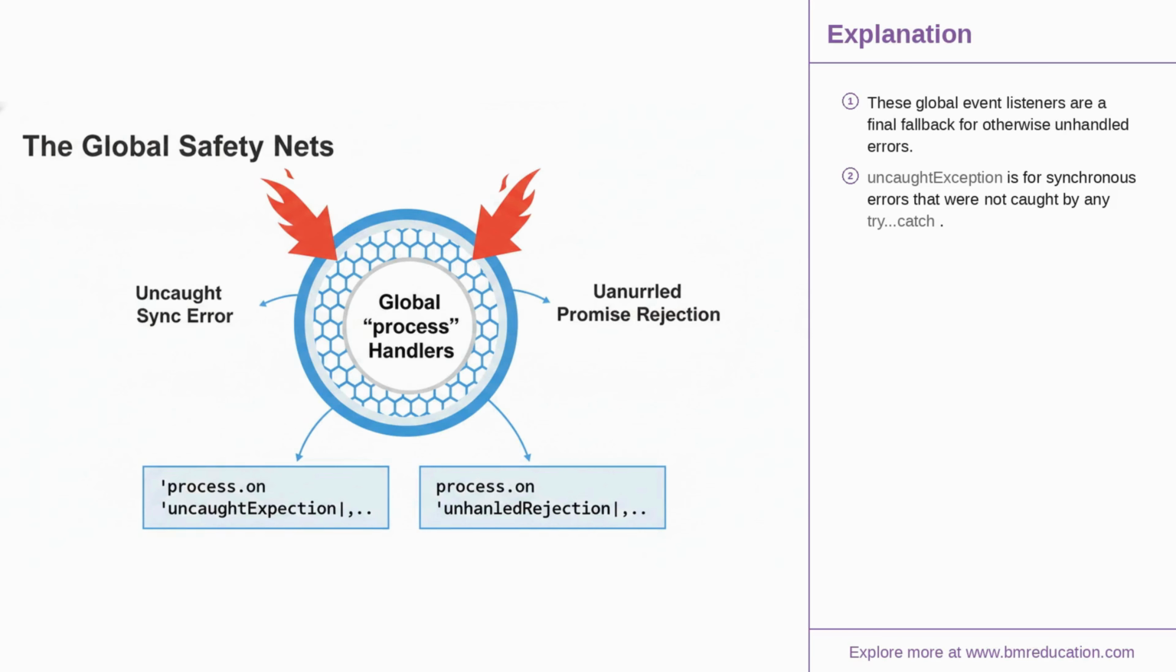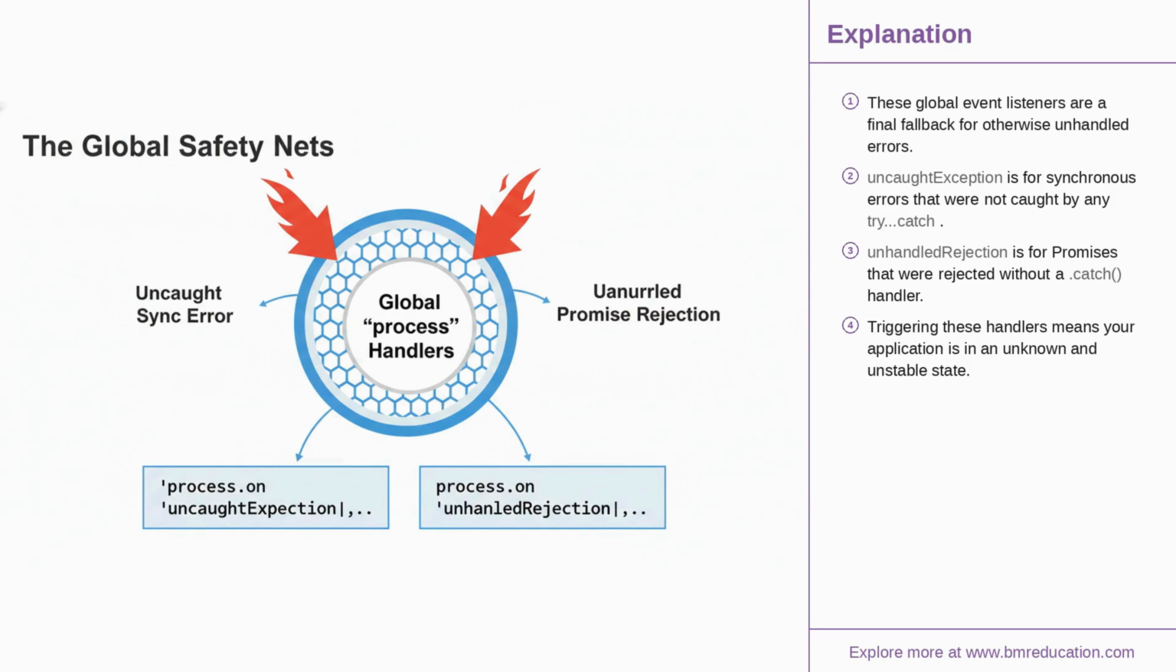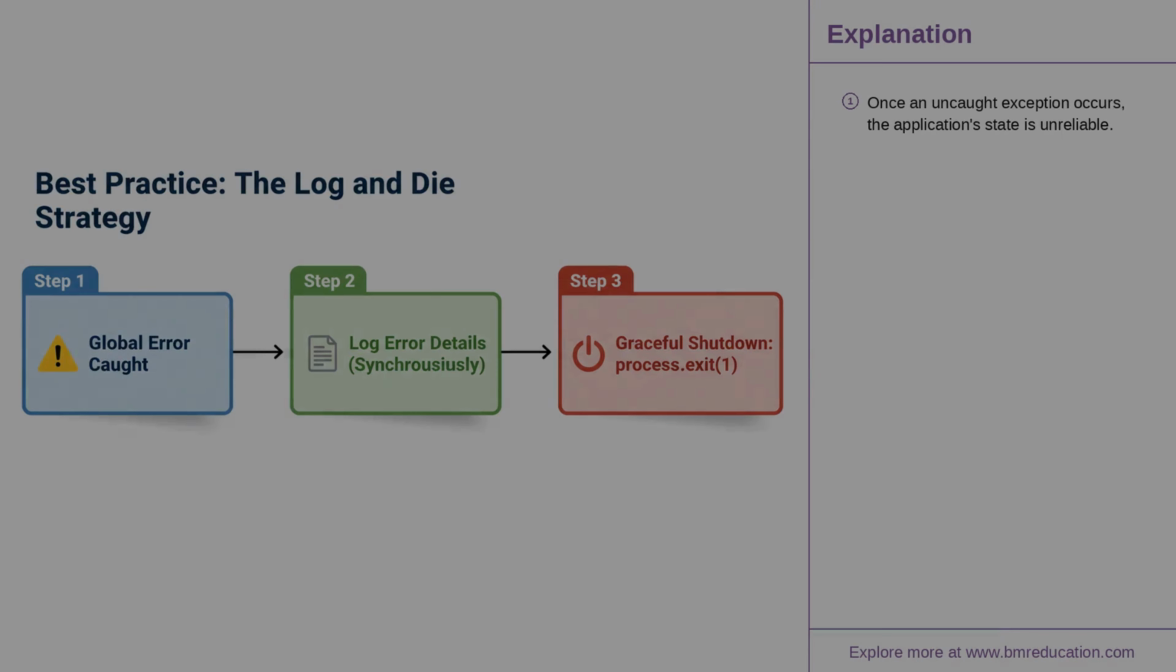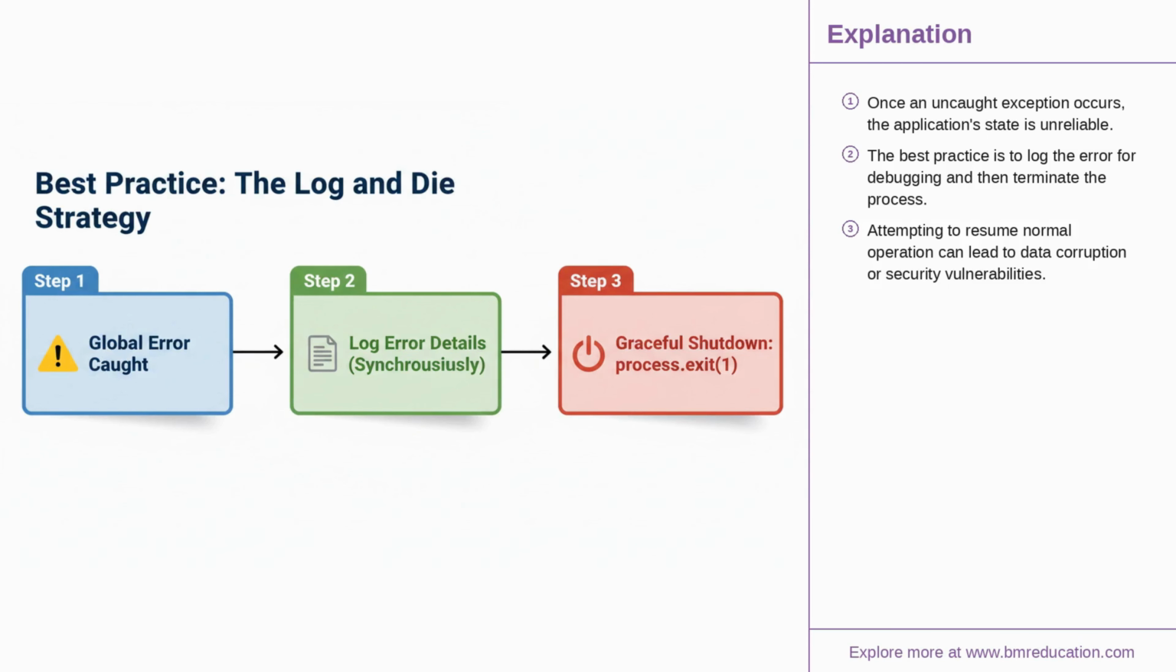But what happens if an error occurs that you didn't expect and fails to be caught anywhere? For these nightmare scenarios, Node.js provides global safety nets on the process object. process.on('uncaughtException') catches synchronous errors that slip through, and process.on('unhandledRejection') catches promises that reject without a .catch handler. These are your absolute last resort. When a global handler is triggered, your application is in an unknown, potentially corrupted state. Continuing to run is dangerous.